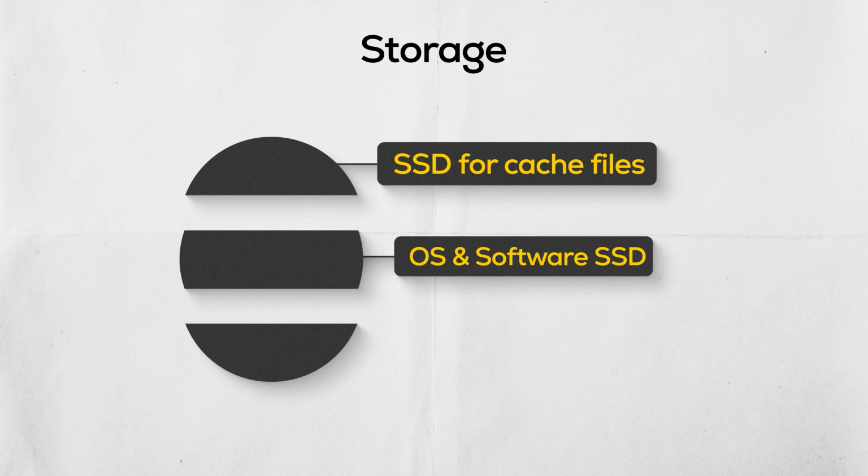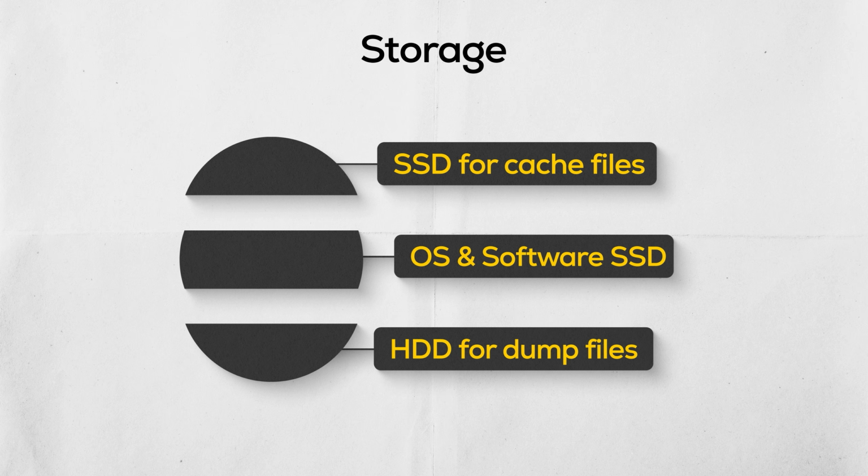Now for storage, always go for the 3-step thing. Have a cache SSD separate, have an OS and software SSD separate, and of course for your dump files, that slower SSD because that doesn't really need to live on your fast NVMe SSD. Especially when NVMe SSD is expensive now.